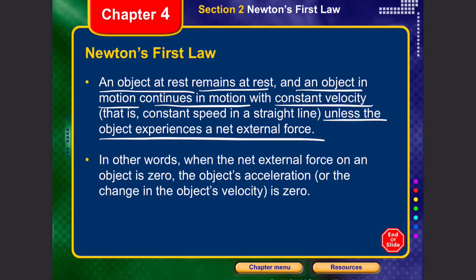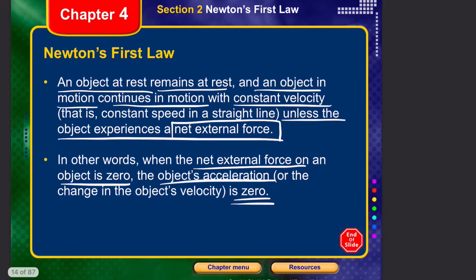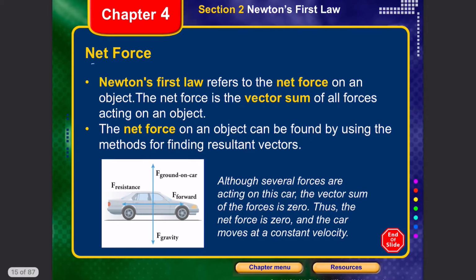Which means that when you have an object at rest, it tries to remain at rest. And when you have an object in motion, it tries to continue in motion with constant velocity. Now, for it to change that state, it has to experience a net external force. So in other words, when the net external force on an object is zero, the object's acceleration is also zero. So with that, let's talk about net force.